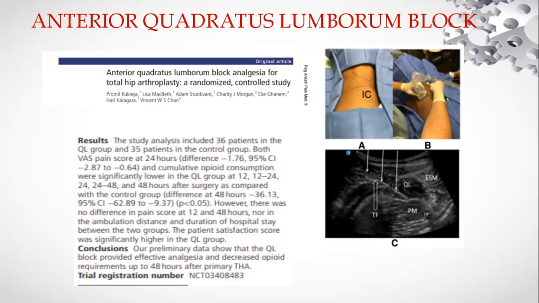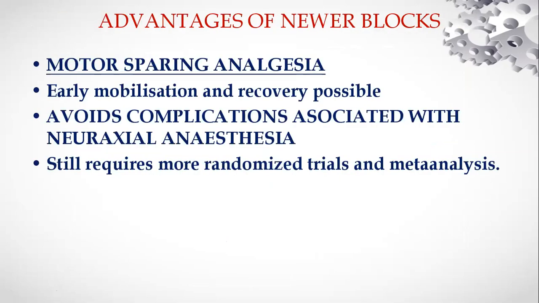However, this does give an idea that the anterior quadratus lumborum block would also have an effect in hip analgesia postoperatively. So just to summarize the advantages of the newer blocks, newer as in discounting the neuraxial techniques as well as the lumbar and the sacral plexus block, these were brought into the picture with an idea of having motor sparing analgesia, because as we know, patients who have had bipolar surgeries are mobilized early on.